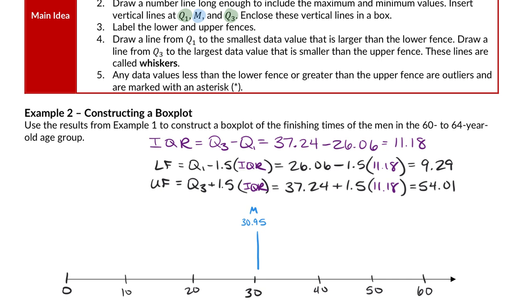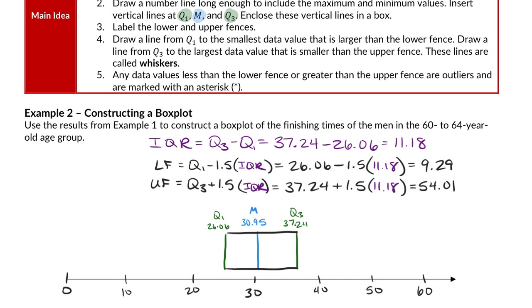We also want to draw on a vertical line at quartile 1, which is at 26.06. So 26.06 would be here-ish. 26.06, this is quartile 1. Quartile 3 is at 37.24. So again, just do your best to estimate that. 37.24, that's quartile 3. Check, check, check. I've drawn vertical lines. It then goes on to say, enclose these vertical lines in a box. Okay, I've enclosed these vertical lines in a box. Thus, box plot.